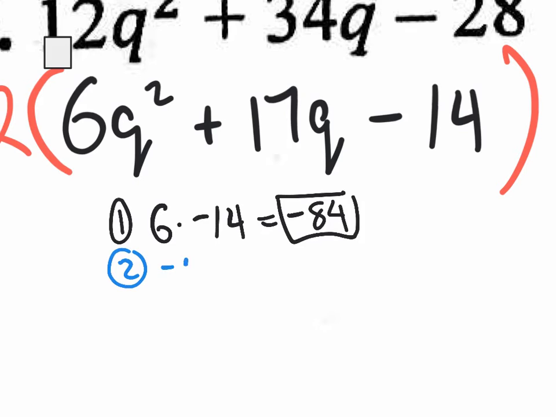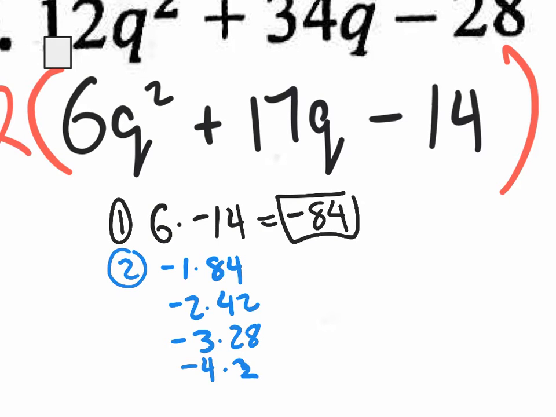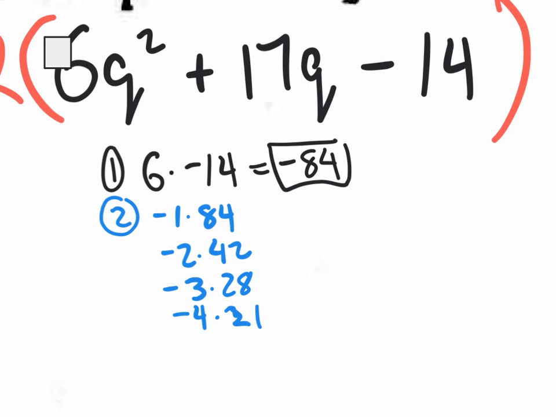So we're going to go negative 1 times 84, negative 2 times 42, negative 3 times. So on the calculator, if you do 84 divided by 3, you get 28. Negative 4, that is 4 times 21. Sorry. And it's making more space here. Negative 5 doesn't work. Negative 6, let's see if negative 6 works.